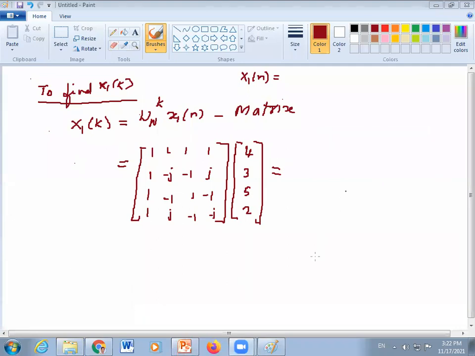What is the answer? 14, minus 1 minus j 4, minus 1 plus j. Let me write your answer. 14, minus 1 minus j, 4, minus 1 plus j. Okay.